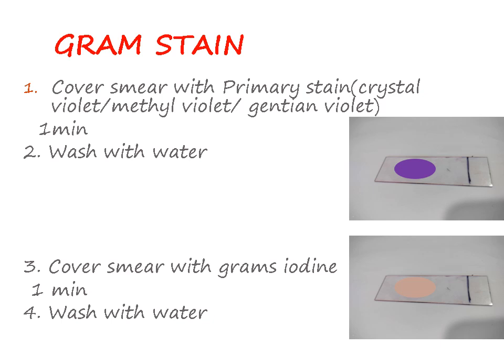Now starting the procedure. First of all, you have made the smear. Now you cover this smear with the primary stain, which is most likely a crystal violet stain. So you pour crystal violet, which is purple colored, and leave it there for 1 minute. After 1 minute, just wash it with plain water under a running tap, then put your slide on the staining rack and cover it with gram's iodine. You let this gram iodine sit on the slide for 1 minute and again wash it with water.